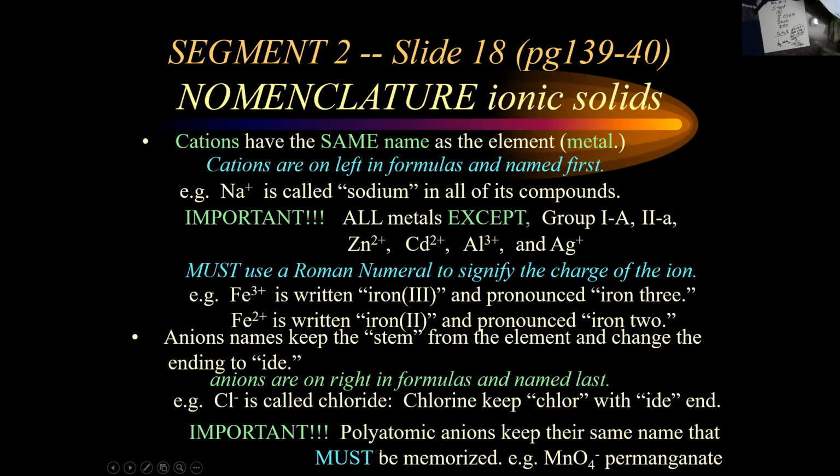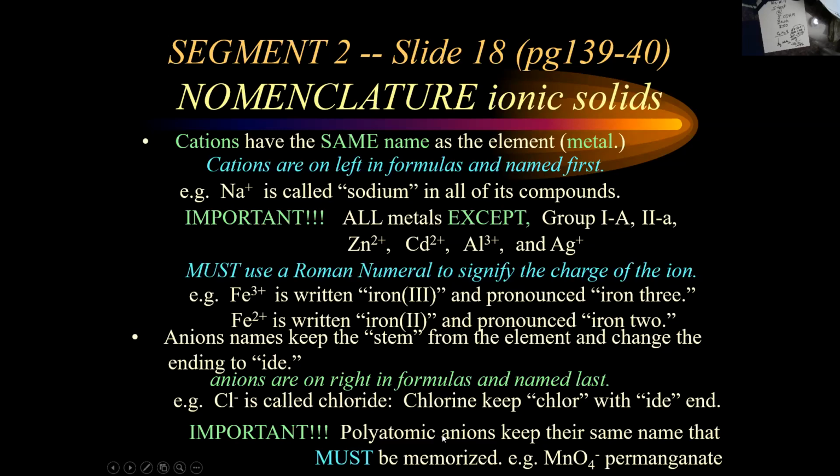Now, the polyatomic anions keep the same name, and you have to memorize them. There's no way you can figure out that MnO4 minus is permanganate. There is an explanation, there's a reason for it, but you can't take that formula and generate that name. And you can't really take that name and generate that formula. You have to memorize them. But once you've memorized them, naming these things is duck soup.